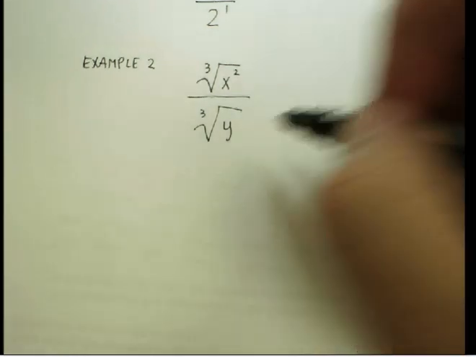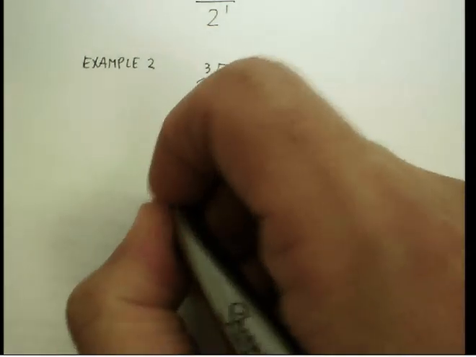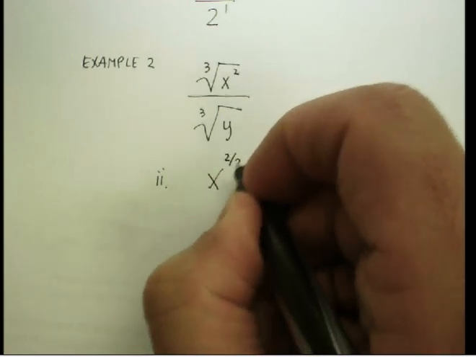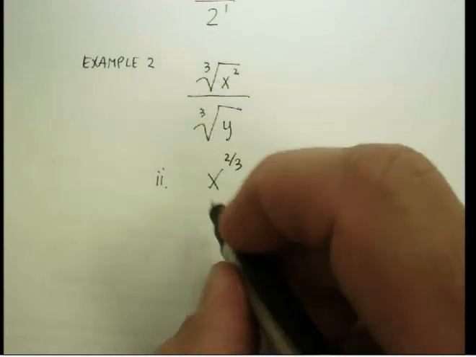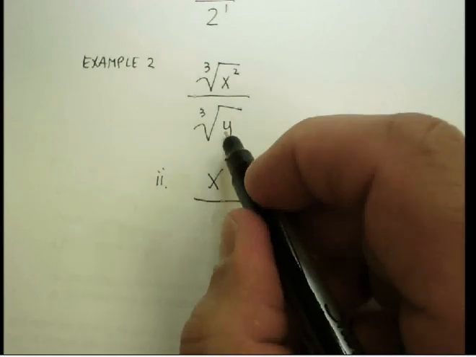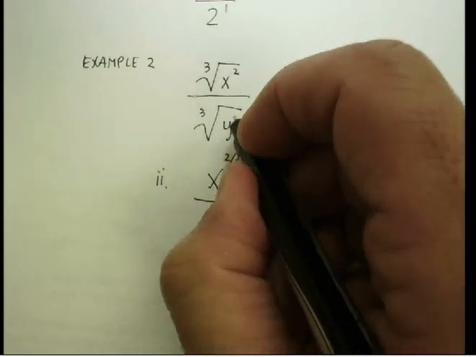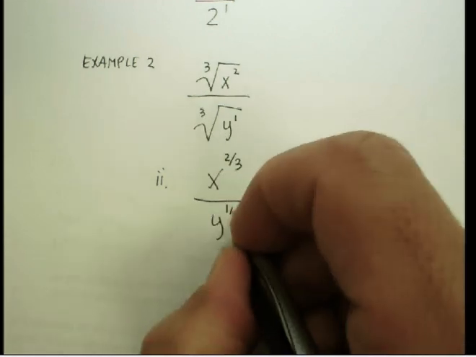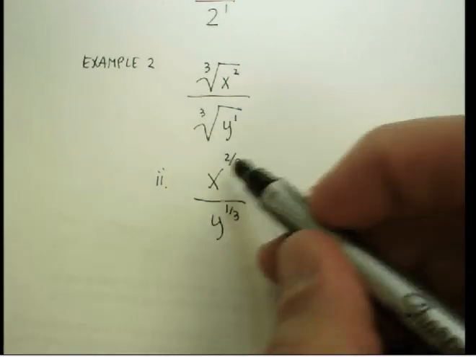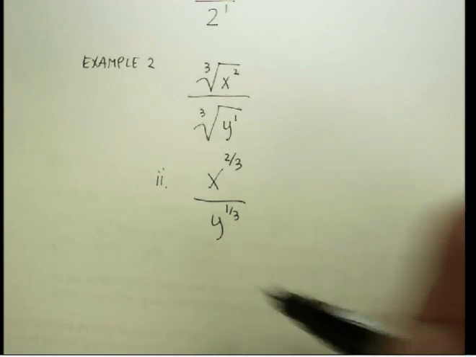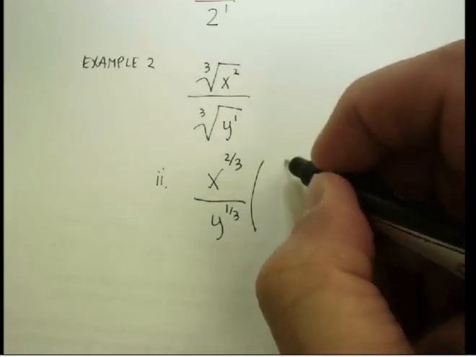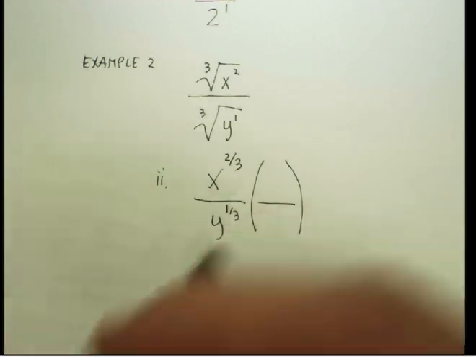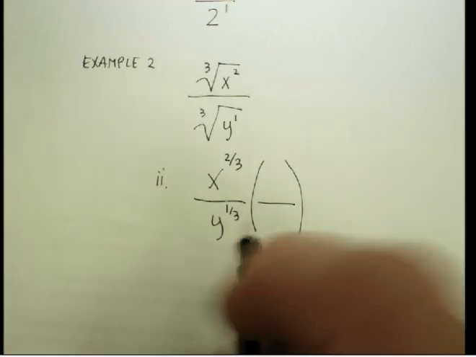Well, again, I can change this to a fractional exponent. So what I'm going to do is I'm going to say x to the 2 over 3, exponent over index, divided by y to the, what's the exponent there? 1 over 3. Now, looking at this, and specifically looking at the denominator, what can I multiply this denominator by so that the radical sign in the exponent disappears?